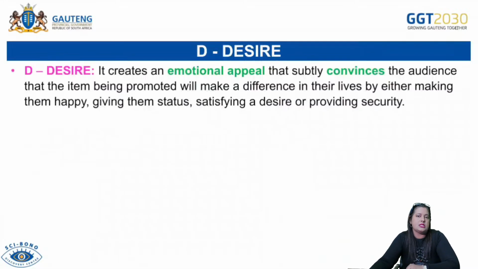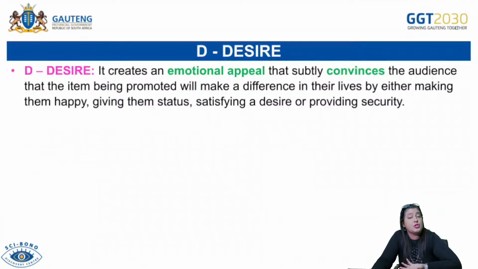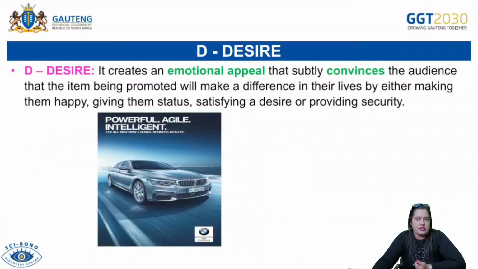So this concept of desire is when we're talking about that emotional appeal. They want to convince you subtly that this item, this service, will make you feel different than other people. It would give you better status, make you happier. It would provide you with more security, for example, if it is a brand like that that's being advertised, right?